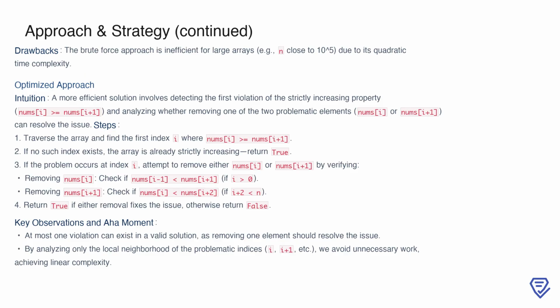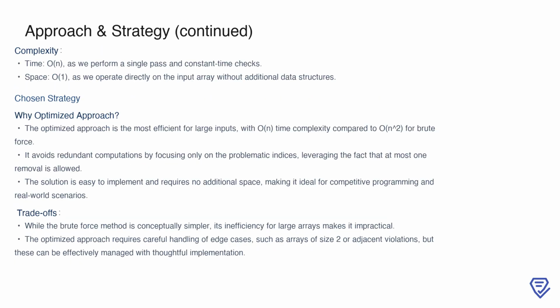significant efficiency gains. The complexity of the optimized approach is a significant improvement over brute force. It operates in O(n) time because we only traverse the array once, and the checks for resolving the violation are constant time operations. Additionally, the space complexity is O(1), as we perform all operations in place without requiring additional data structures. This makes the optimized approach highly efficient in terms of both time and space.